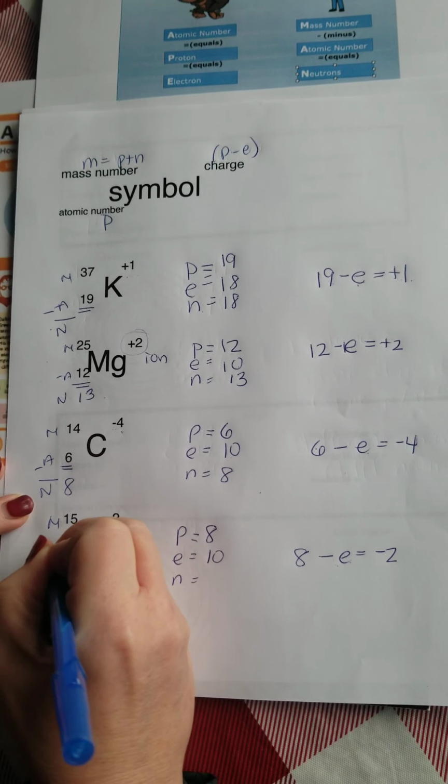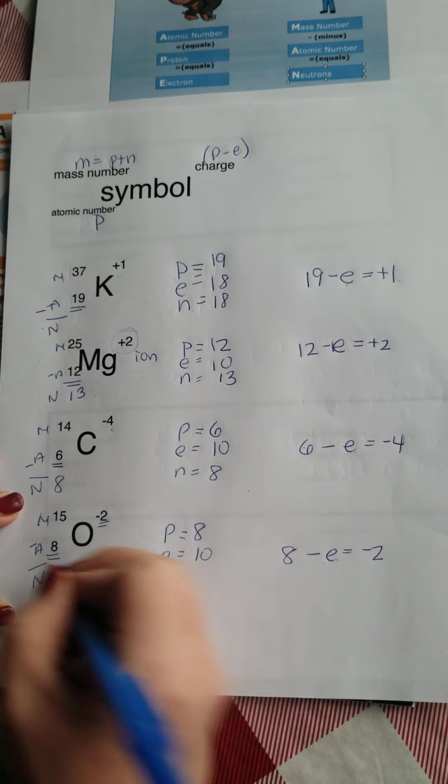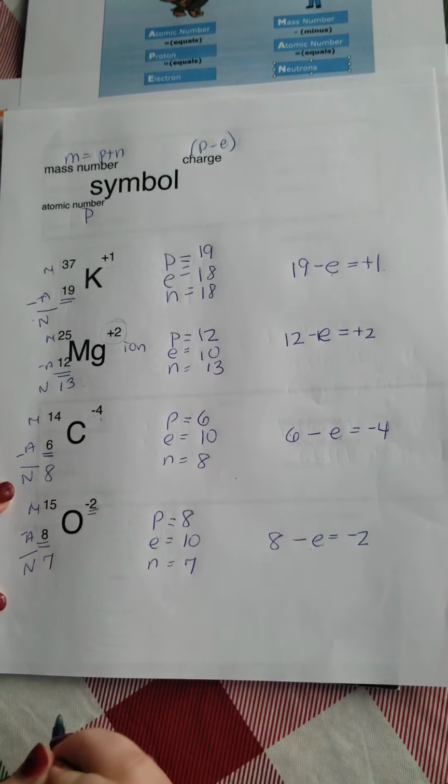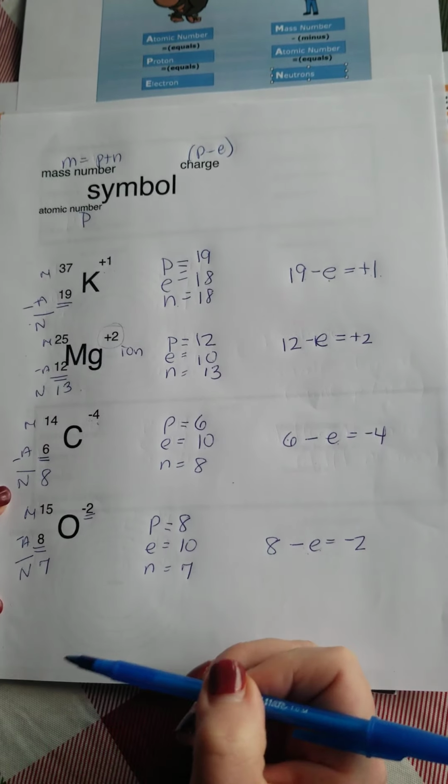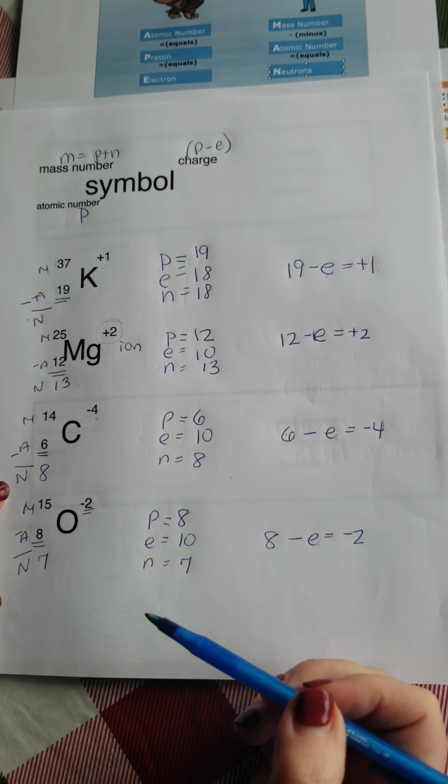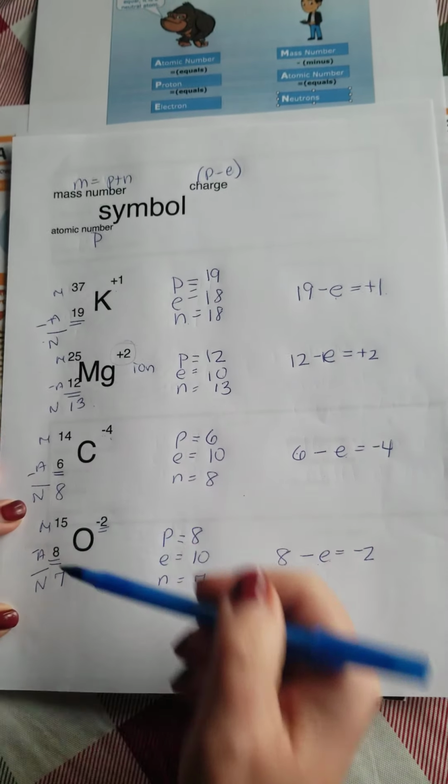Do our mass number. Subtract to get our neutrons. None of these are isotopes because they're not the same element. That's the main and first requirement for an isotope. These are all different ions.